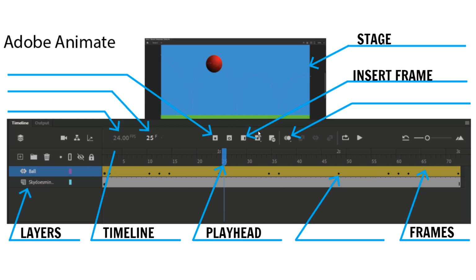This button here is the Insert Frame button. This here, this little diamond shape, is your keyframe. This button here is the Insert Keyframe. Right up here is where you'll see your frame rate, your frames per second, which should usually be at 24.